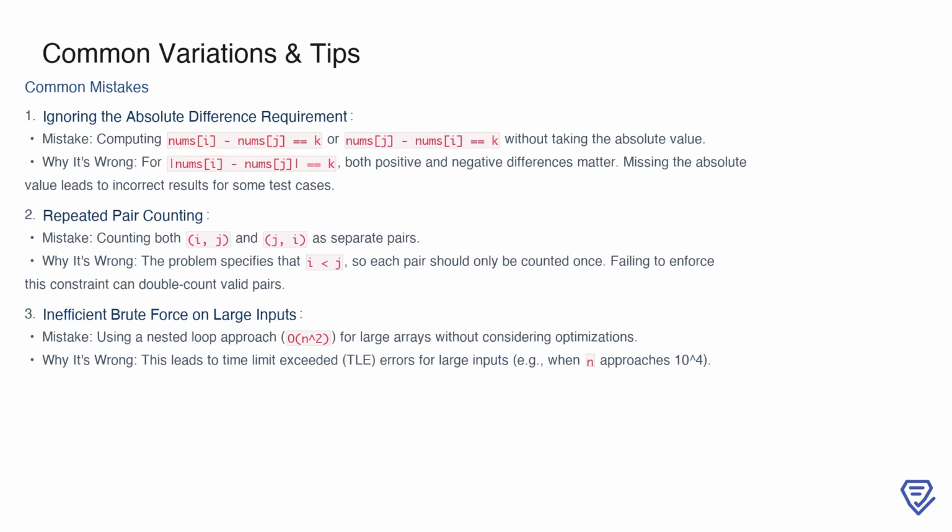When solving this problem, there are a few common mistakes to watch out for. First, some people forget to take the absolute value when checking the difference between two numbers. The absolute difference means we need to consider both positive and negative results, so if you skip the absolute value, you'll miss valid pairs. Another frequent error is counting the same pair twice, once as i, j, and again as j, i. The problem explicitly requires that i be less than j, so each pair should be counted only once.